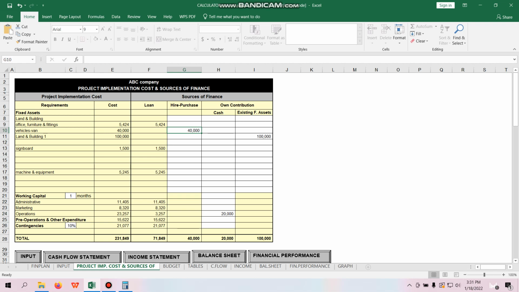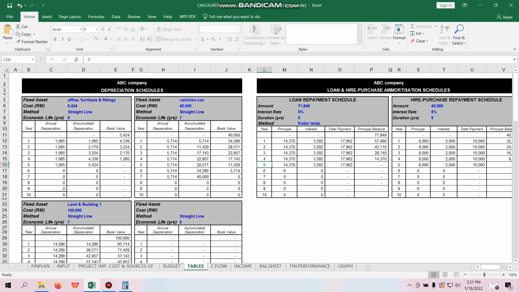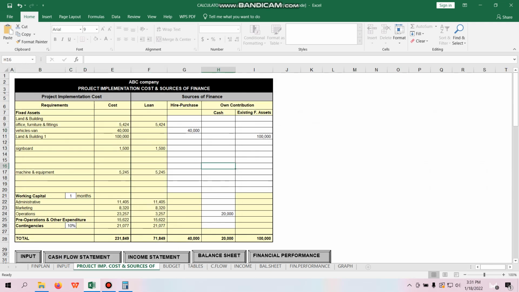And then I told you that when you have this, it affects your tables. So see, now you have the figures for the hire purchase, because you have just shifted the numbers from the loan to the hire purchase. So you can do the same for the rest. If, let's say, you think that you don't want to pay them by cash, you want to finance them by loan, you can pay by cash.